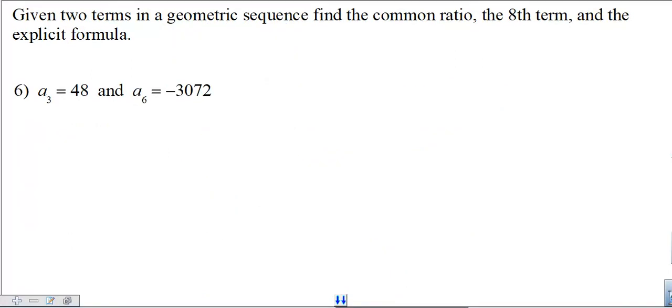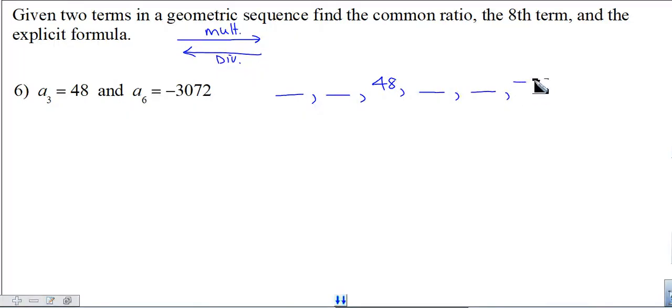Let's do one final example. Again, we have a geometric sequence, and we want to remember that if we are progressing forward, we multiply, but if we need to go backwards, we will divide. In order to start this process, we do need to find the common ratio. Just like I did last time, I'd like you to visualize what you have and what you're missing. You do not have the first or second terms, but they did give you term number 3. You're missing terms 4 and 5, and they gave you term number 6.